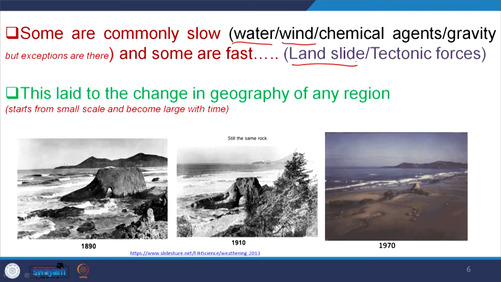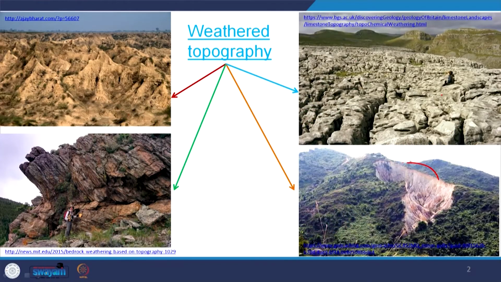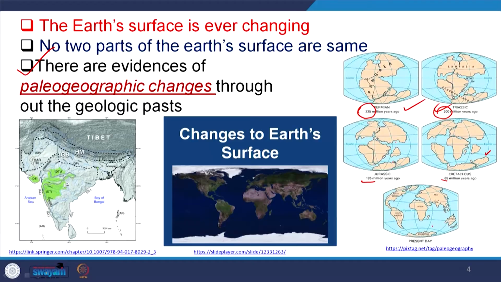And some of the fast processes are there, like landslides. Landslide is a fast process, very fast. If you see your previous slide here, the landslide is here. Within a minute, within an hour, the whole system will be changed, the whole topography will change.